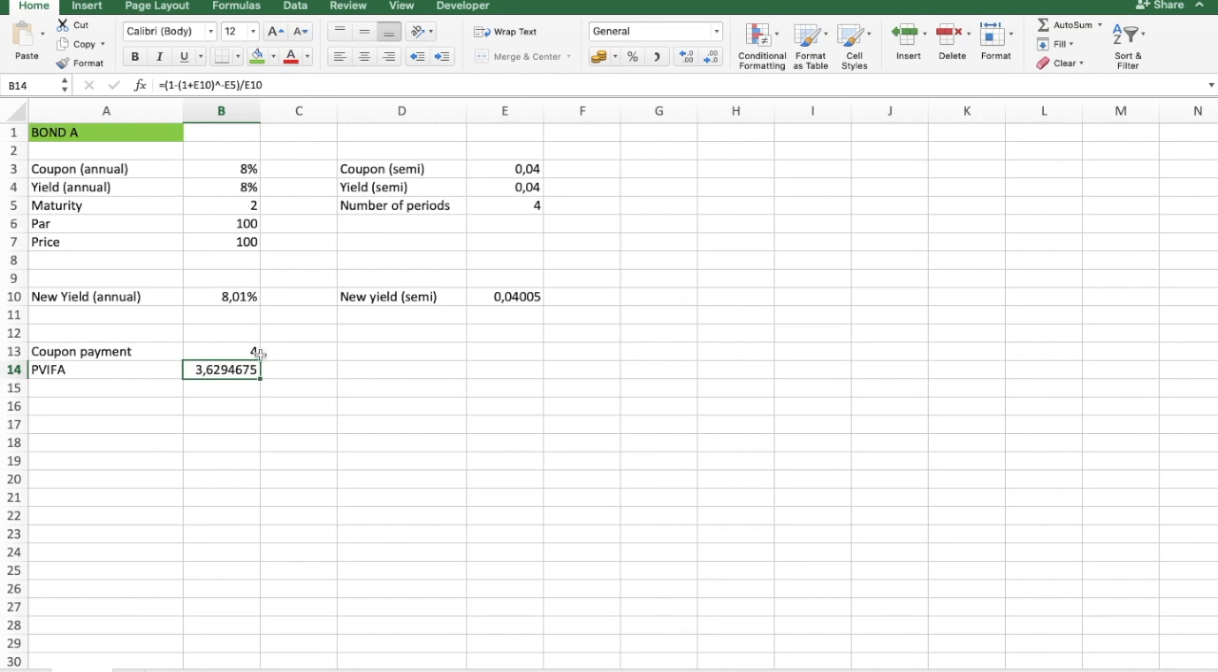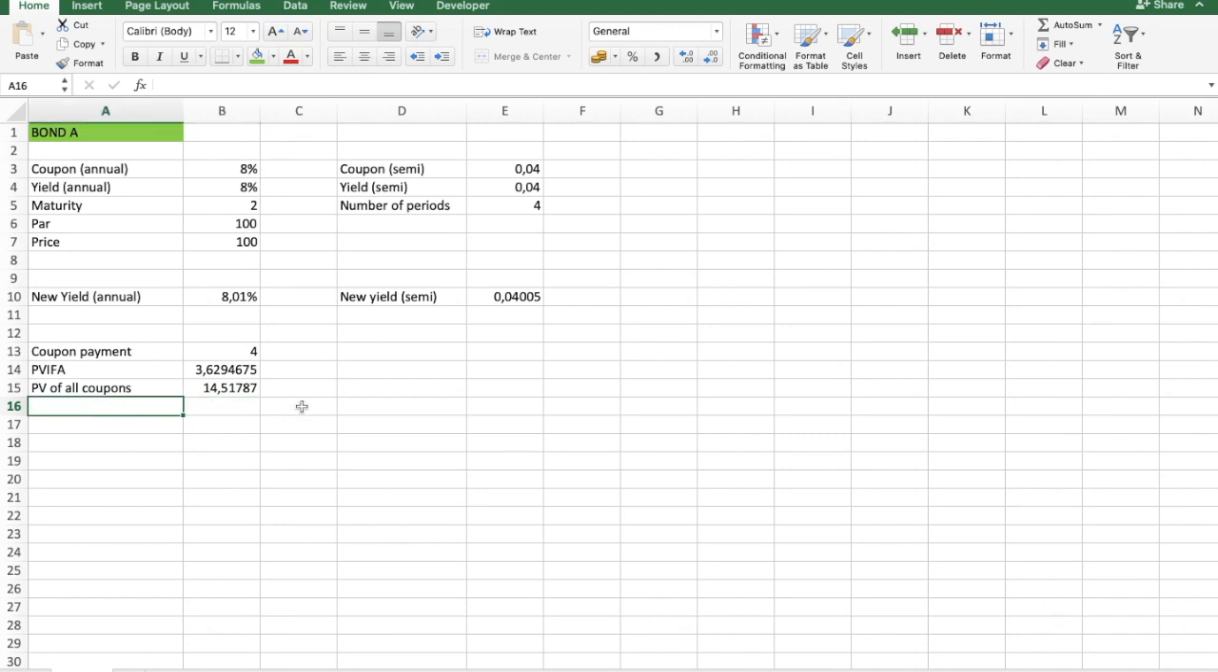So in order to have the present value of all coupons, all we have to do is just to multiply this present value factor by the amount of the coupon payment, and it will equal 14.51787.